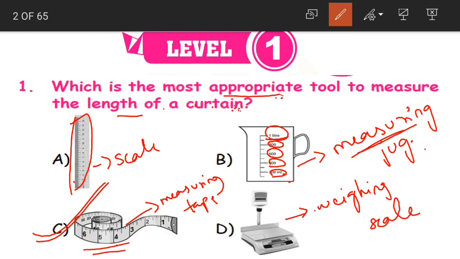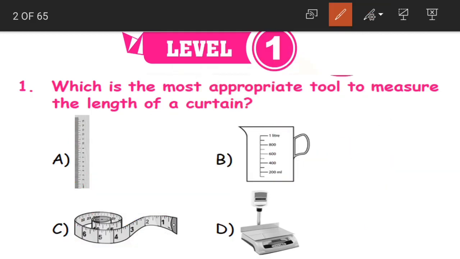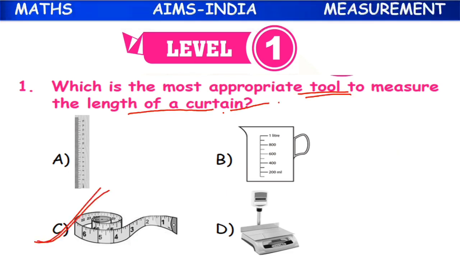And also while measuring the length of cloths, we use this measuring tape. If you have ever been to a tailor shop, then you can see that the tailor over there uses a measuring tape like this to measure the length of the cloths and also to take our measurements as well. Okay, so for measuring the length of a curtain or any other cloths, what is the most appropriate tool? Option C, measuring tape would be the most appropriate tool.